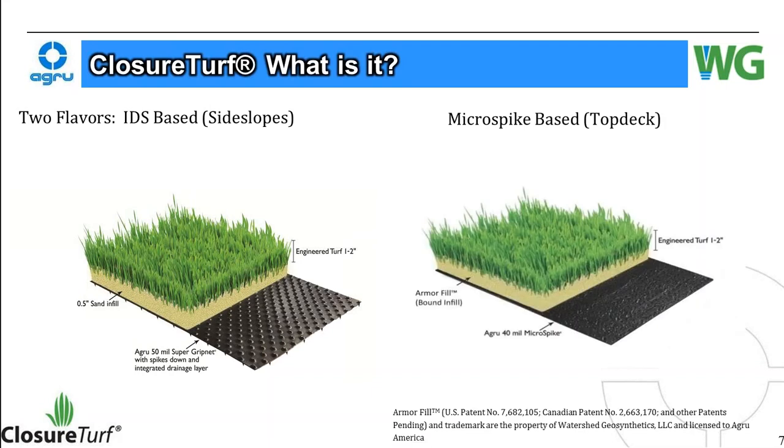And then there's Microspike based, which is usable up on top decks, shallow slope applications, 5% or so. This is again engineered turf, something we're calling armor fill, and then all that over Microspike geomembrane. Armor fill has a polymer mix in with the sand to increase its stormwater flow resistance or hydraulic shear resistance to minimize sand movement over very long stretches, such as would be encountered with a CCR impoundment closure.